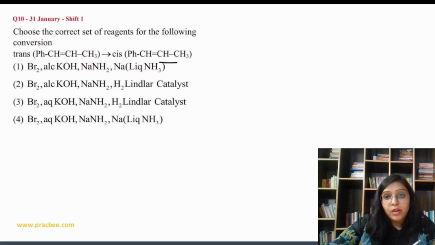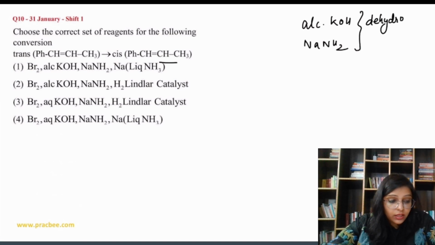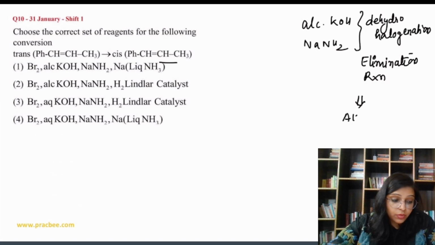Now, how to solve? If you see the reagents, what is the role of alcoholic KOH or NaNH2? Dehydrohalogenation, or we can say elimination reaction. And if I say elimination reaction, that means alkene is going to be the product, right? Alkene is going to be the product.